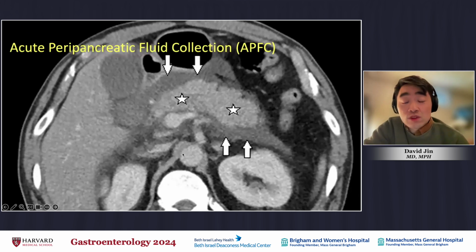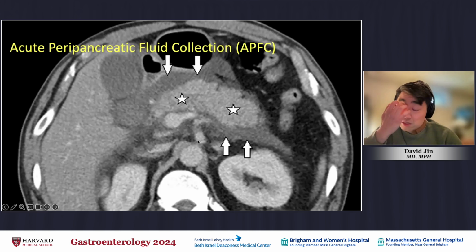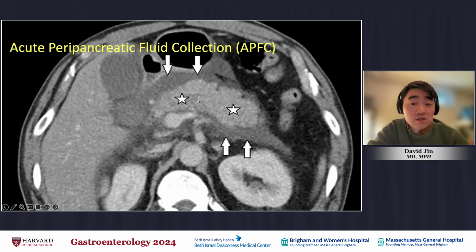This is another patient with interstitial pancreatitis who has developed APFCs, or acute peripancreatic fluid collections. You see some fluid anterior to the pancreas in the lesser sac. There's some additional fluid behind the pancreas here, surrounding the left kidney. These are serous, homogeneous, poorly organized fluid collections that obey fascial planes. The pancreas itself remains well enhancing. There's no necrosis. This is a case of interstitial acute pancreatitis with acute peripancreatic fluid collections.